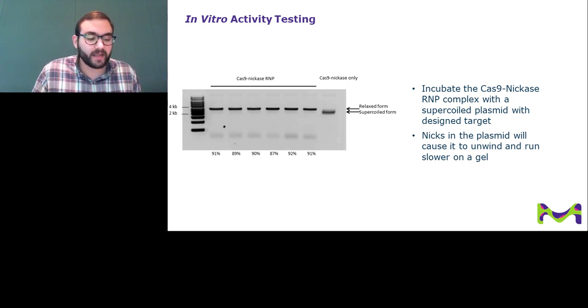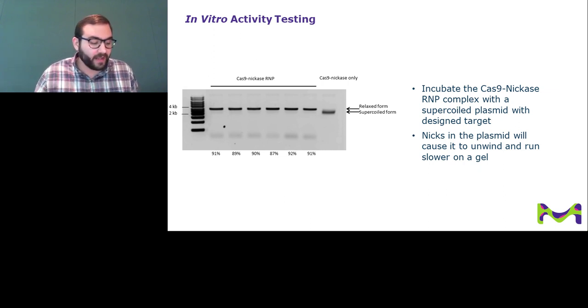We incubated the Cas9 Nickase RNP complex with a supercoiled plasmid with the designed target. A double-stranded break would result in a linearized plasmid, and a nick in the plasmid would cause it to unwind and run slower on a gel, and can be seen higher than the supercoiled plasmid, which is exactly what can be seen here in our tests with an average efficiency of 90%. So we now know that we were able to successfully combine the Nickase technology with the RNP technology.